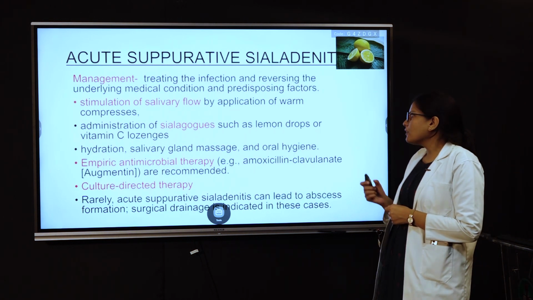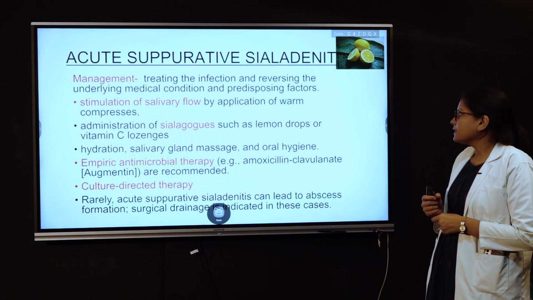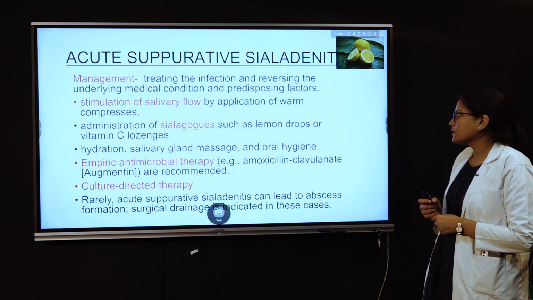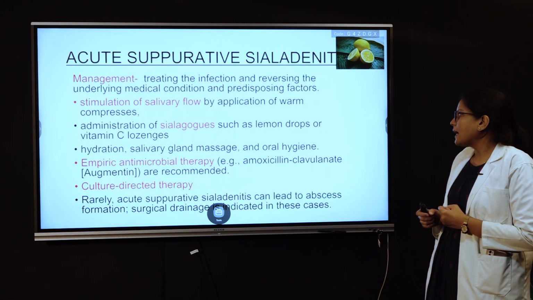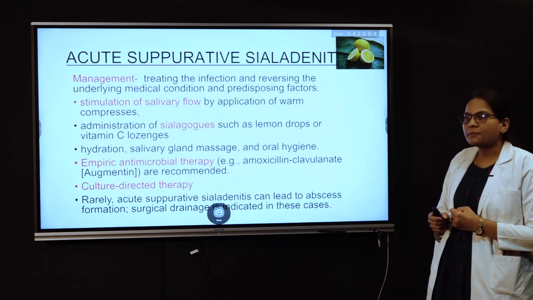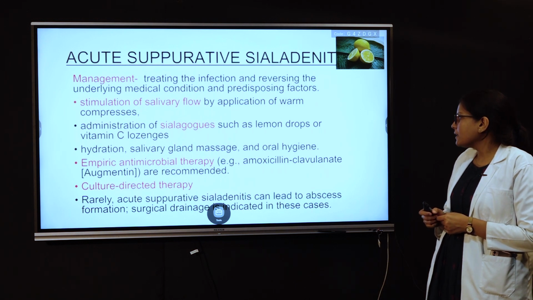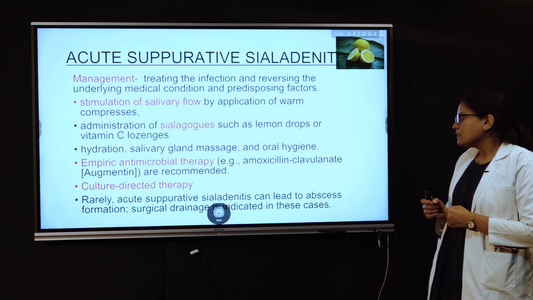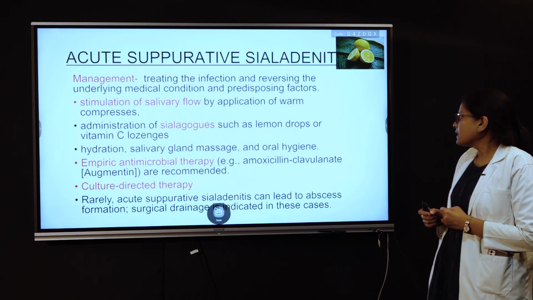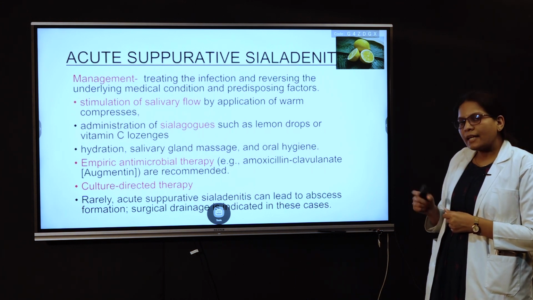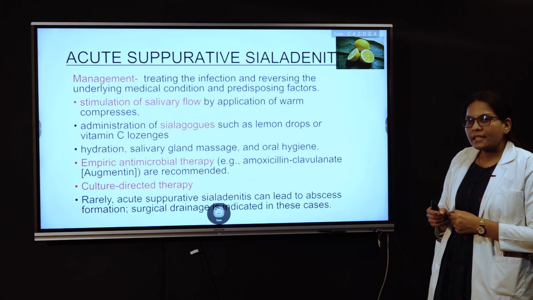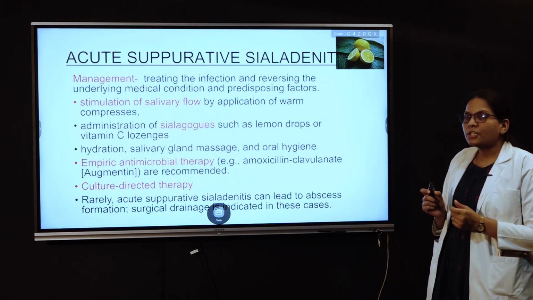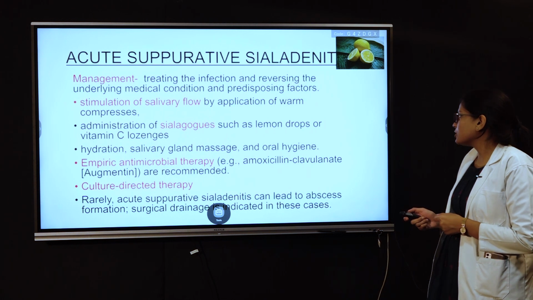And the management of this condition is to treat the infection and reverse the symptoms, and also reverse the underlying medical condition and predisposing factors. So the first basic step is the stimulation of salivary flow by application of warm compresses, administration of sialogogues like your lemon drops and vitamin C lozenges, hydration, salivary gland massage and oral hygiene. And you can start first with your empirical antibiotic therapy, that is amoxicillin clavulanate, and later when the pus is sent for culture, you can also go for culture directed therapy. And in rare cases, acute suppurative sialadenitis can lead to an abscess formation necessitating the surgical drainage.